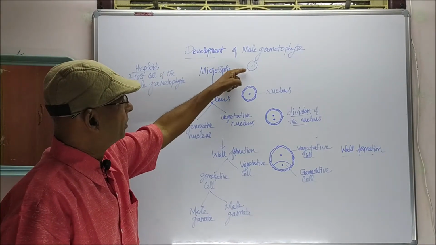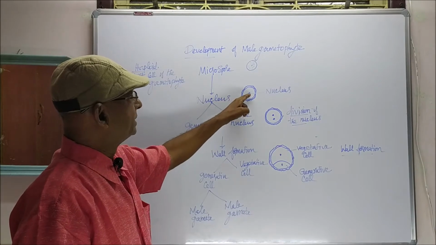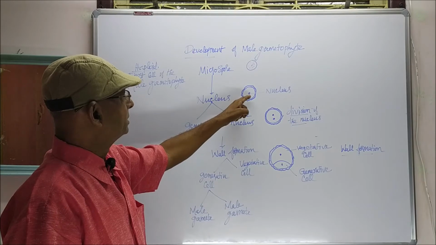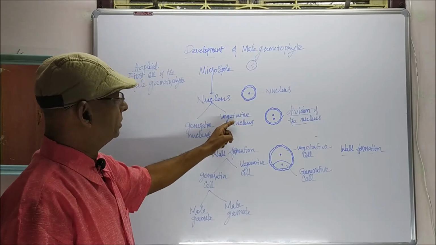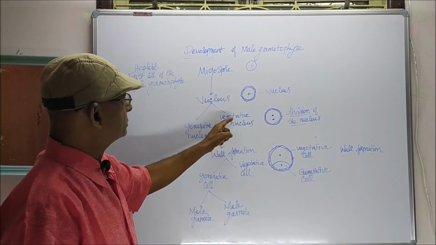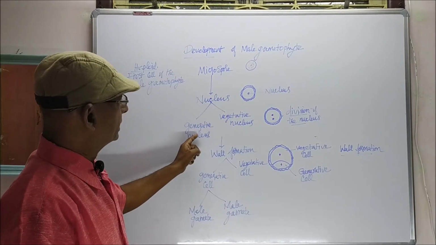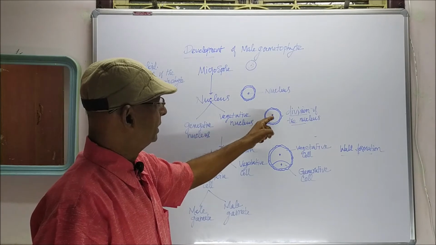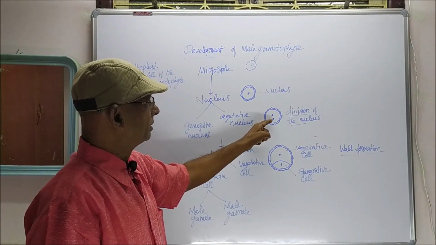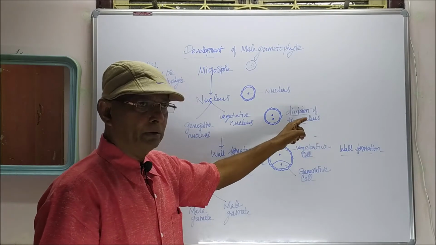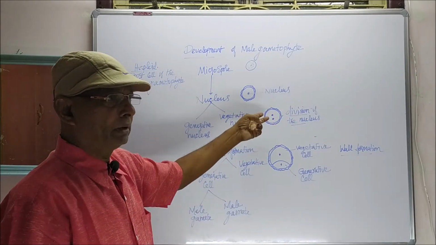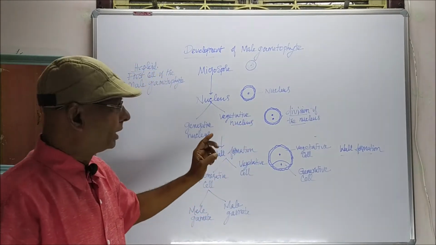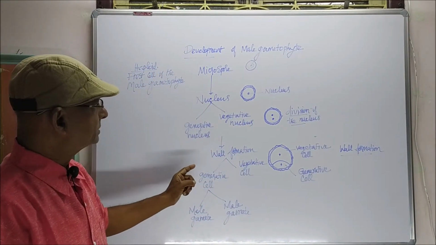In the microspore, there is a haploid nucleus, and the haploid nucleus divides into two during its germination, so that vegetative nucleus and generative nucleus will be produced. This is the vegetative nucleus and this is the generative nucleus. Due to the division of the nucleus, two nuclei will be produced. One is vegetative nucleus, another one is generative nucleus.